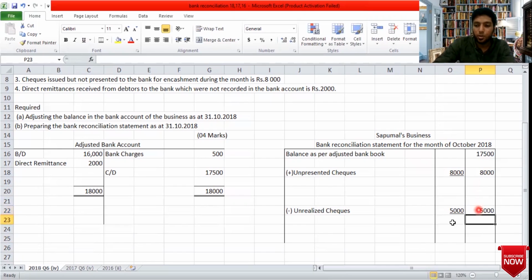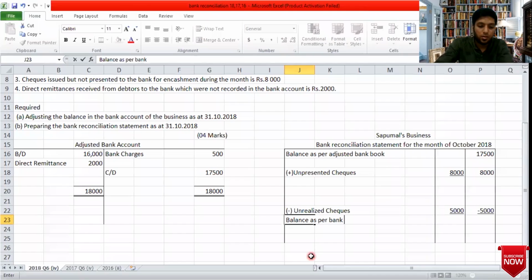But always use brackets to represent that it's a minus. Always put brackets when you are putting a minus figure on your exams. Here you will write balance as per bank statement. Balance as per the bank statement is the correct term you should use. You need to know the terms very clearly when you do the sum.